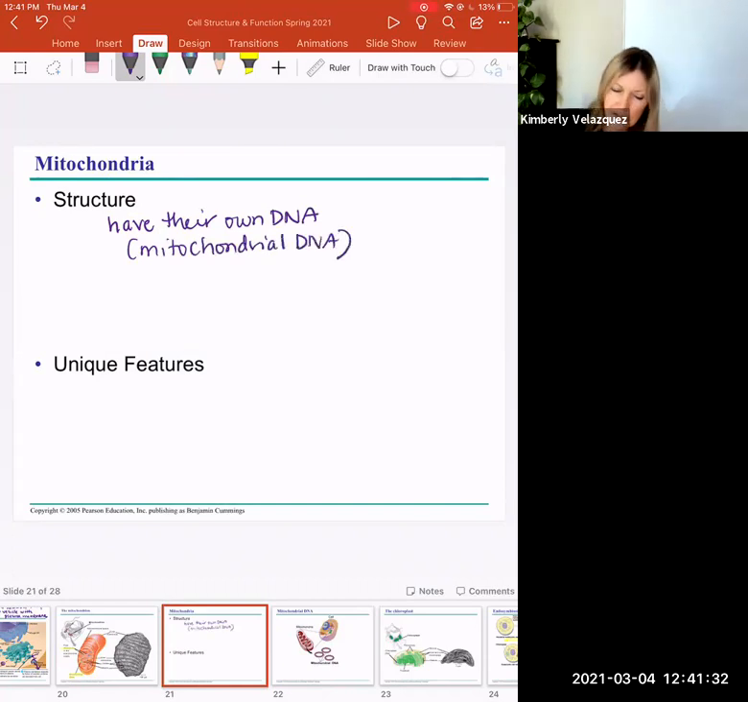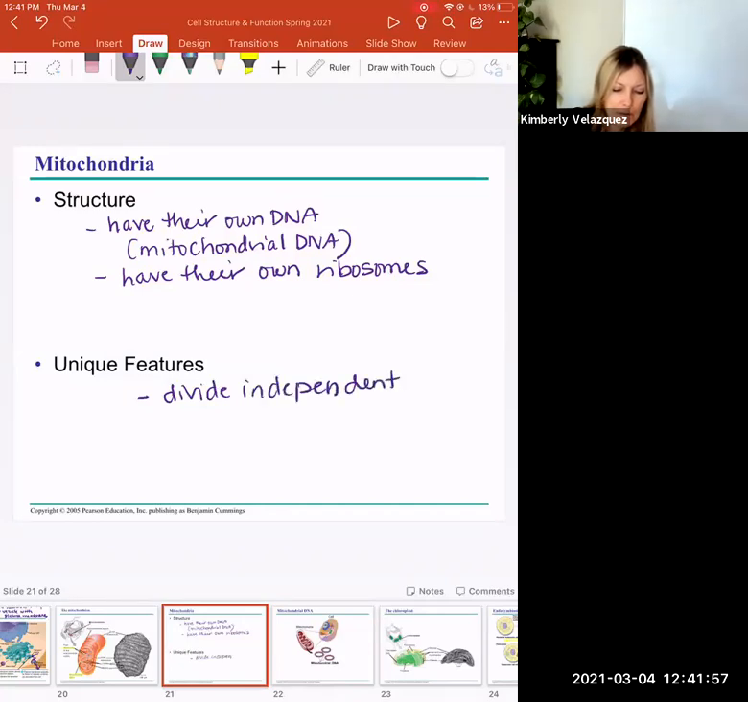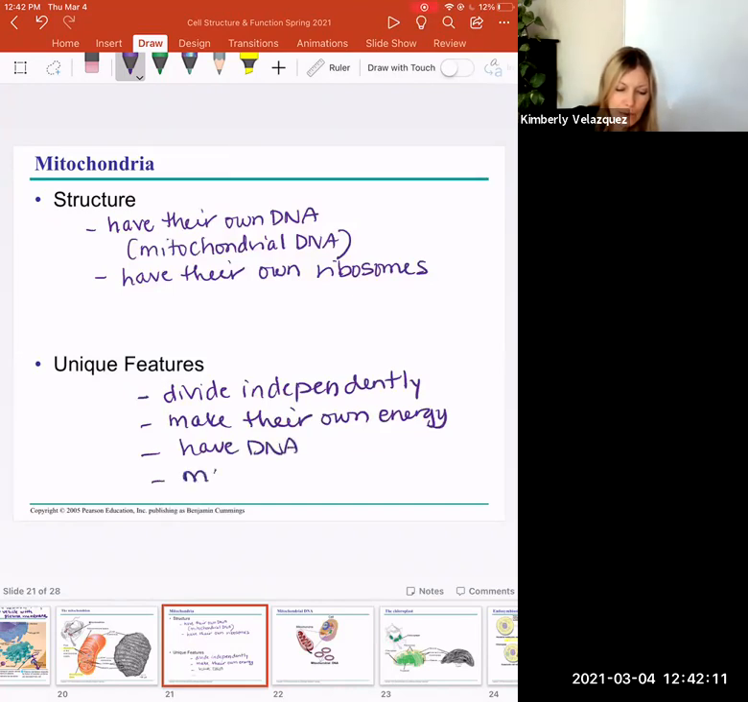And we're going to talk more about that in a second. They have their own ribosomes, and so they can make their own proteins. Unique features: they divide independently, independent of the rest of the cell. They make ATP, so essentially they can make their own energy. Obviously they have DNA and they can make their own proteins.